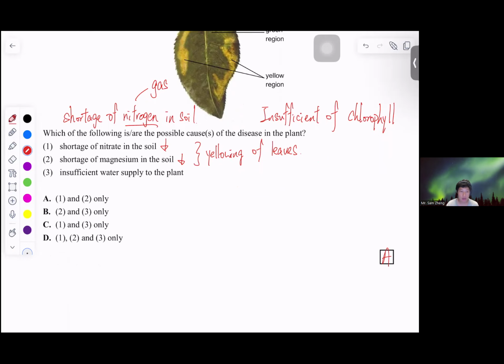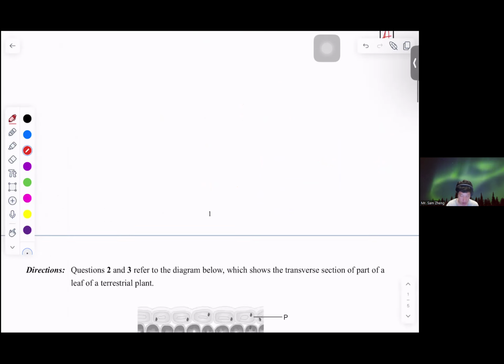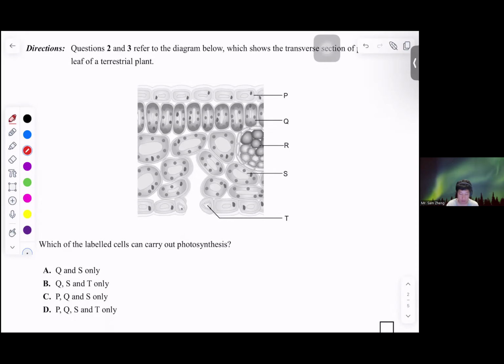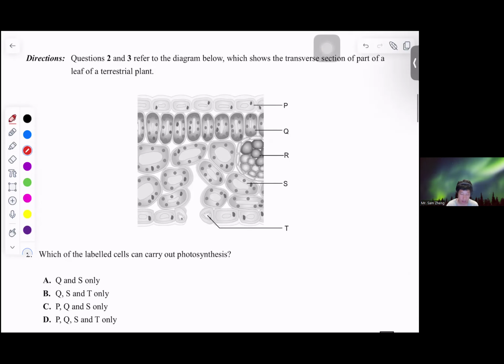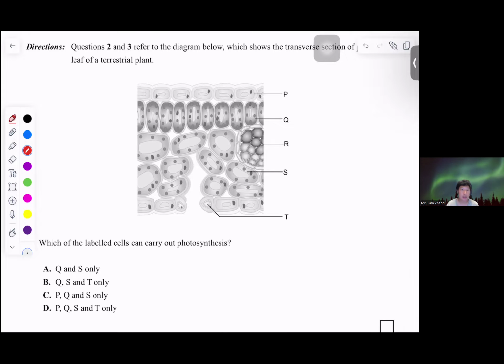Next, the next question shows you a transverse section of part of a leaf of a terrestrial plant. Before I move on, I want you to try to label each part of it to see whether you really get the idea of the structure of the leaves. So I pause here for 1 minute. You can do the marking first, or fill in which structure it is.